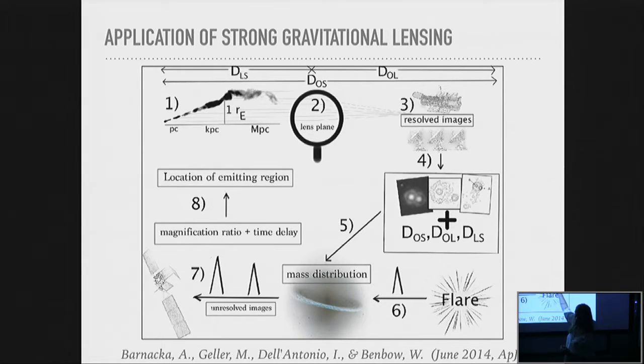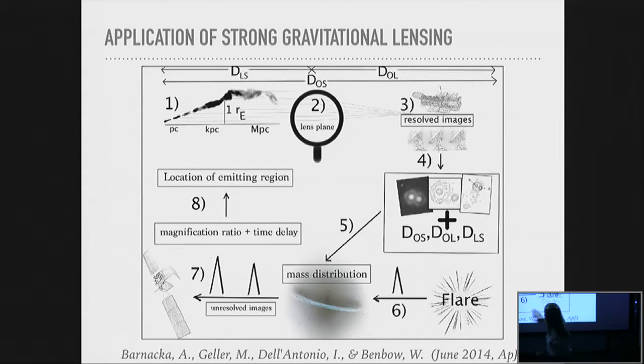These resolved observations, together with the measurement of the distance to the lens and the source, can be used to reconstruct the mass distribution of the lens. Then at gamma rays, we cannot resolve the source. But when we observe a gamma ray flare, the lens will curve spacetime and produce multiple paths, and we will see the same flare multiple times with a time delay.